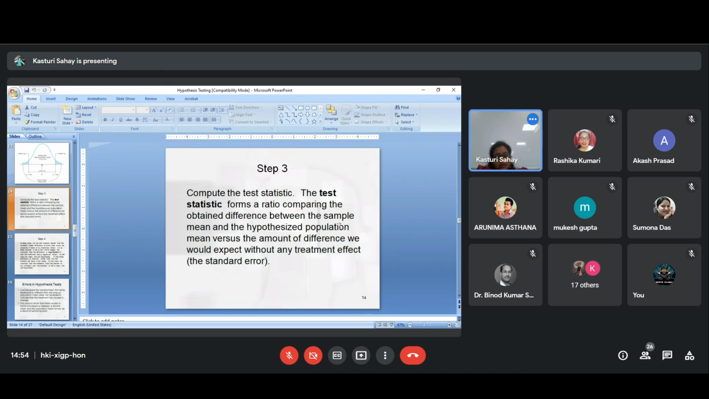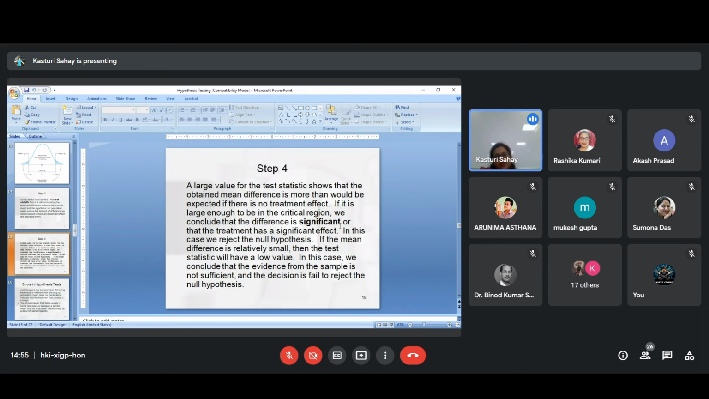Now you come to the third part, that is the test statistic, which I'm sure you're going to study in detail later. That is, you compare the difference between the sample mean and the hypothesized population mean versus the amount of difference we would expect without any treatment effect. This is where your test statistics, that is the Z, the T, the F, all these things come into play. So the test statistic is where we compute.